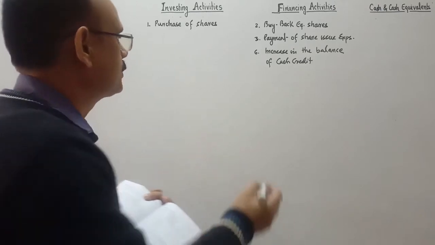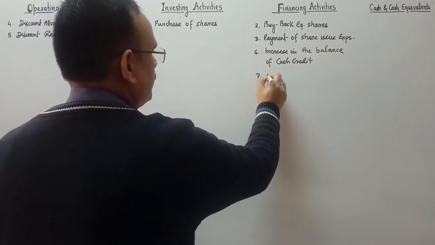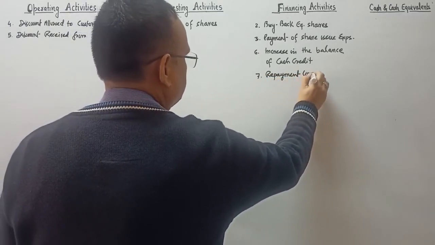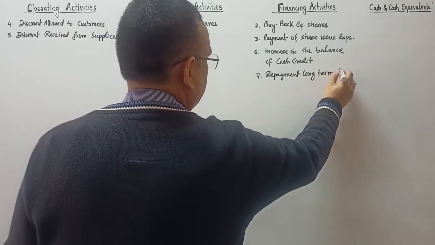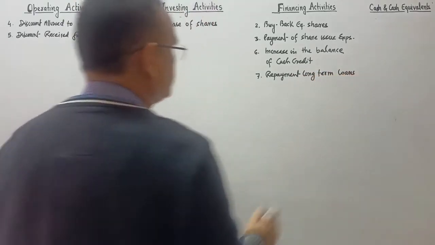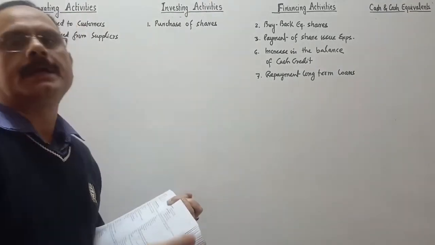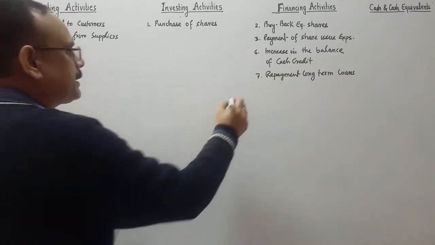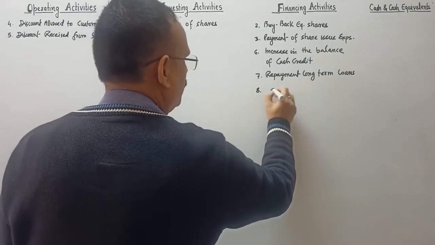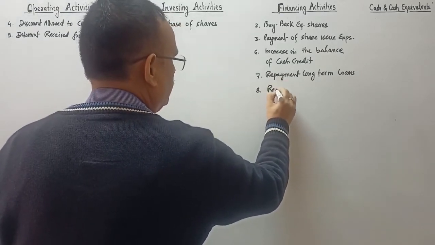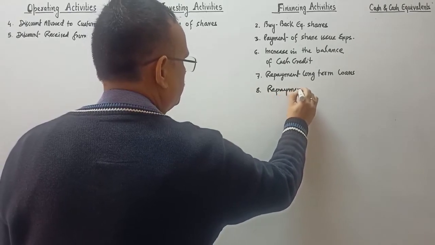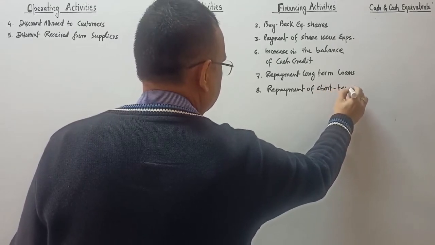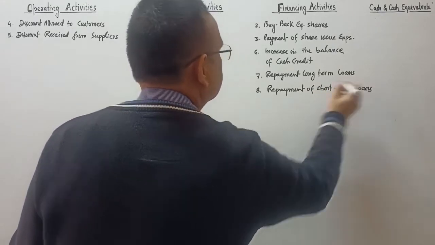Okay, next is 7th, repayment of long-term loans. We repay the amount, so this comes under the financing activities. Repayment of long-term loan comes under the financing activities, and here it is a cash outflow. Repayment of short-term loan also comes under the financing activities.